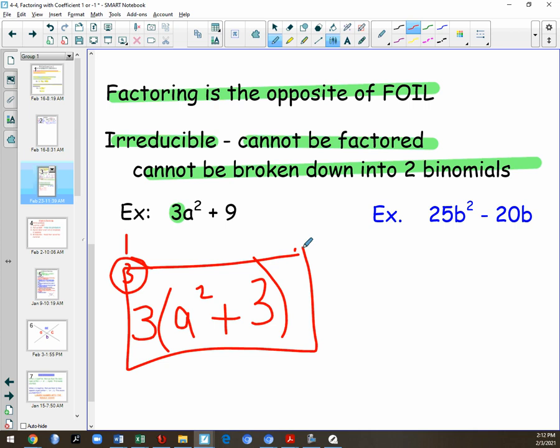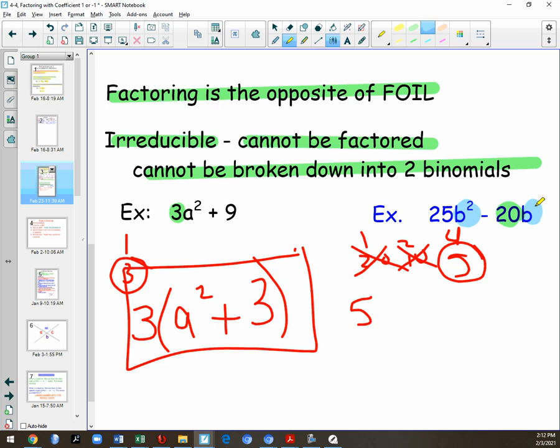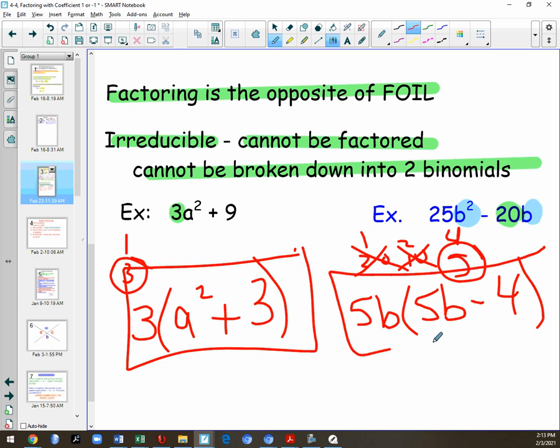Okay? Now, over here, my smallest number is a 20. My factors of 20 are going to be 1 and 20, 2 and 10, 4 and 5. Does 20 go into 25? No. Does 10 go into 25? No. Does 5 go into 25? Yes. So I can pull out a 5. But we also need to consider that there are b's in both of these terms. So you always take the smallest variable, which is a b to the 1. So if I pull a 5b out of 25b, what remains is 5b. If I pull a 5b out of 20b, what remains is going to be a 4. And that is us pulling out the GCF.